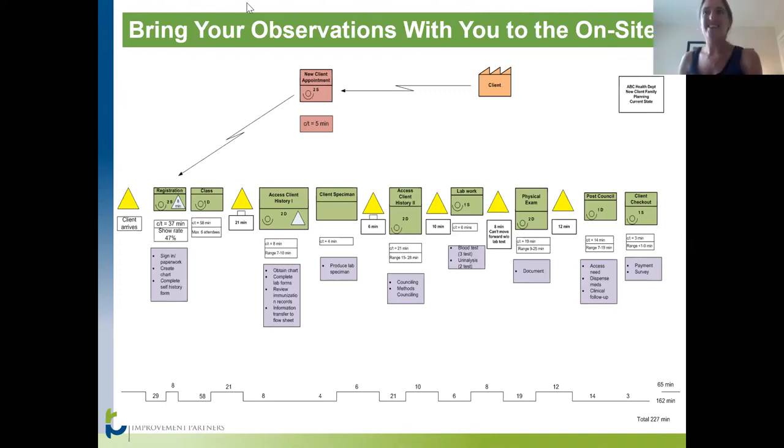I just want to emphasize that we want you to observe before the on-site, but you do not need to map for the on-site. We'll be doing that with you in Chicago. So don't let this slide overwhelm you. It can be intimidating, I guess. Just have the data with you. And if you have any questions, just reach out to your coach and we can help walk you through that.